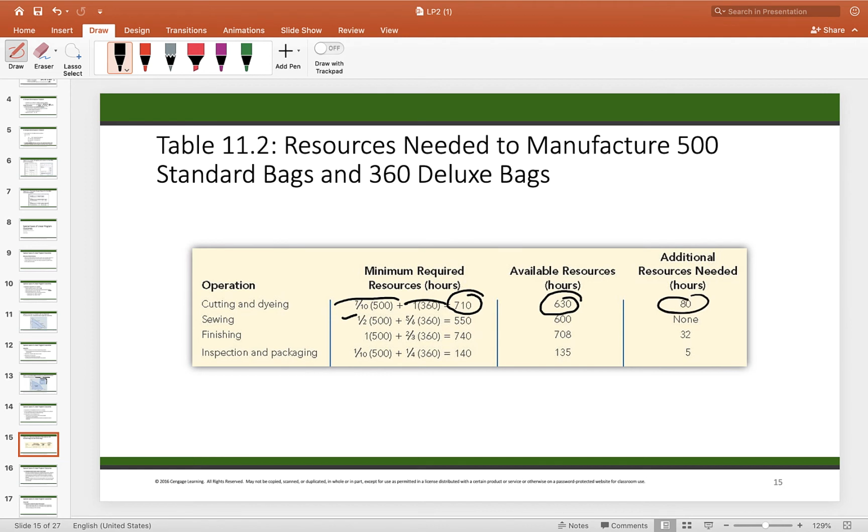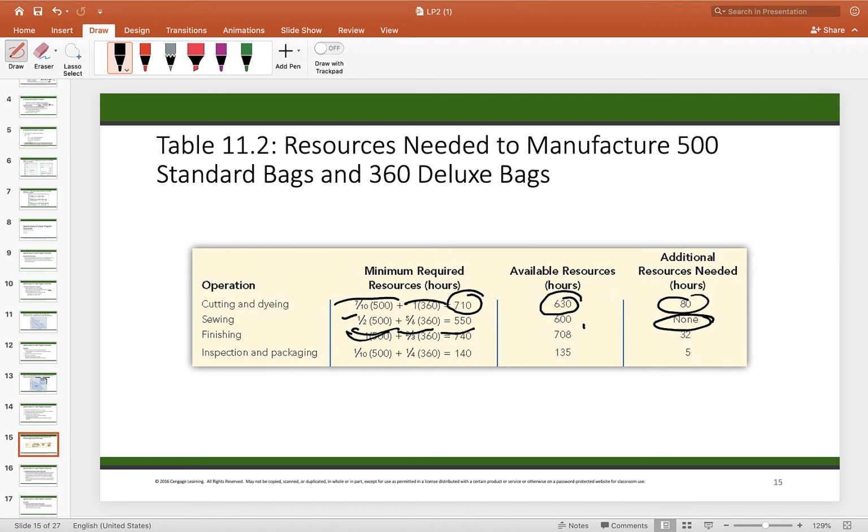So we can tell management that you had to add in an additional 80 hours of resources, of time, to cutting and dyeing. Now the second condition doesn't require any additional resources for sewing. It takes half an hour for each of the standard bags. It takes 5/6 of an hour for each of the deluxe bags. So the total amount of time to make that new requirement is 550 hours.